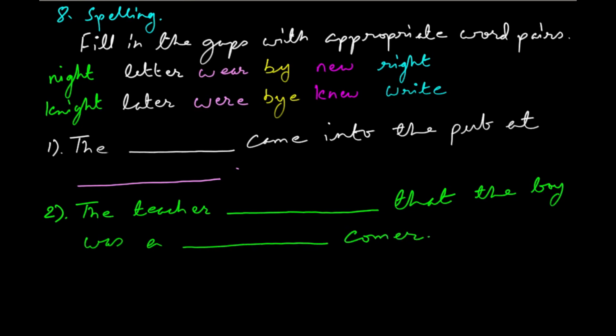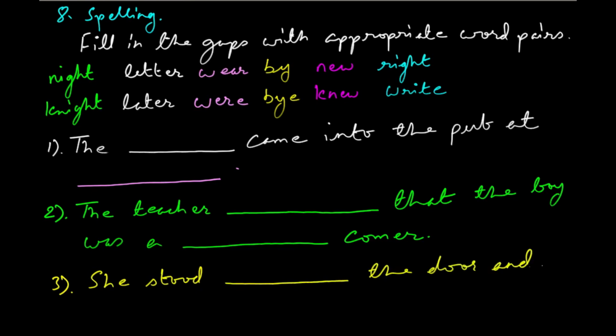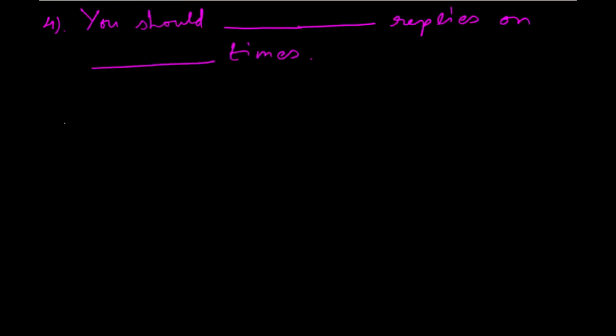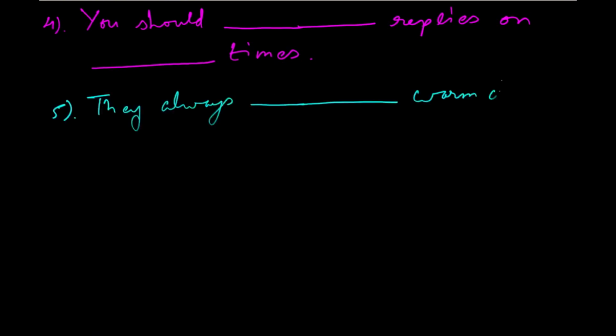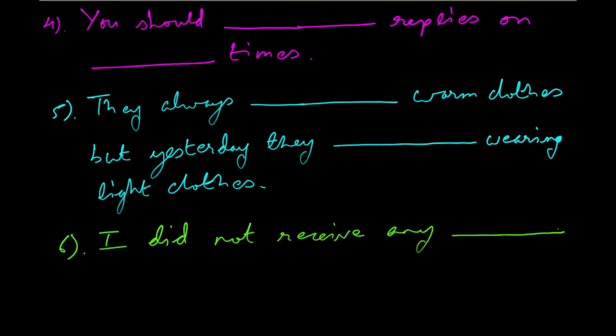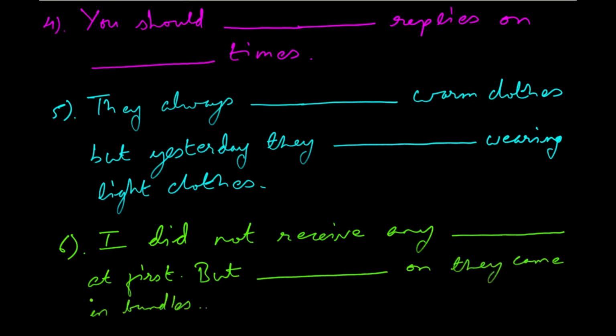Again, there's a blank. Now we have number 3, stood. There's a blank, the door, and bade, good. There's a blank. 4, you should, replies on times. Now we have number 5, they always warm clothes, but yesterday they wearing light clothes. And number 6, I did not receive any blank first, but on they came bundles.